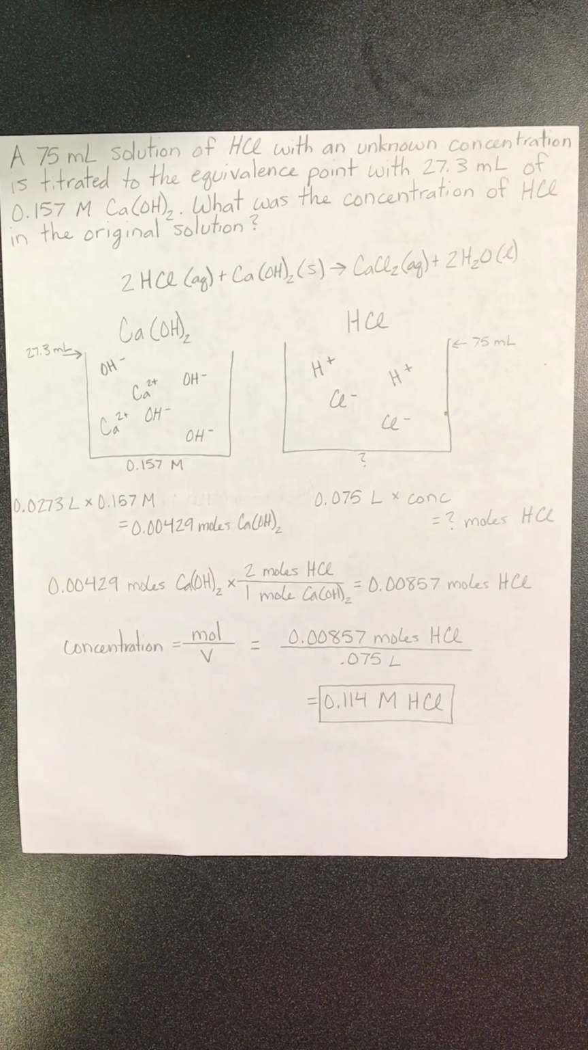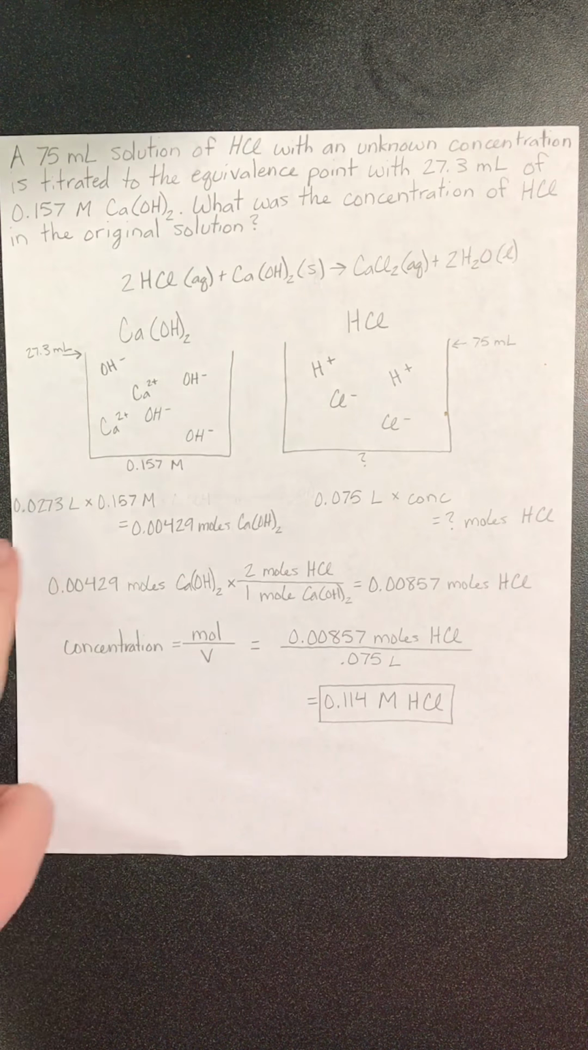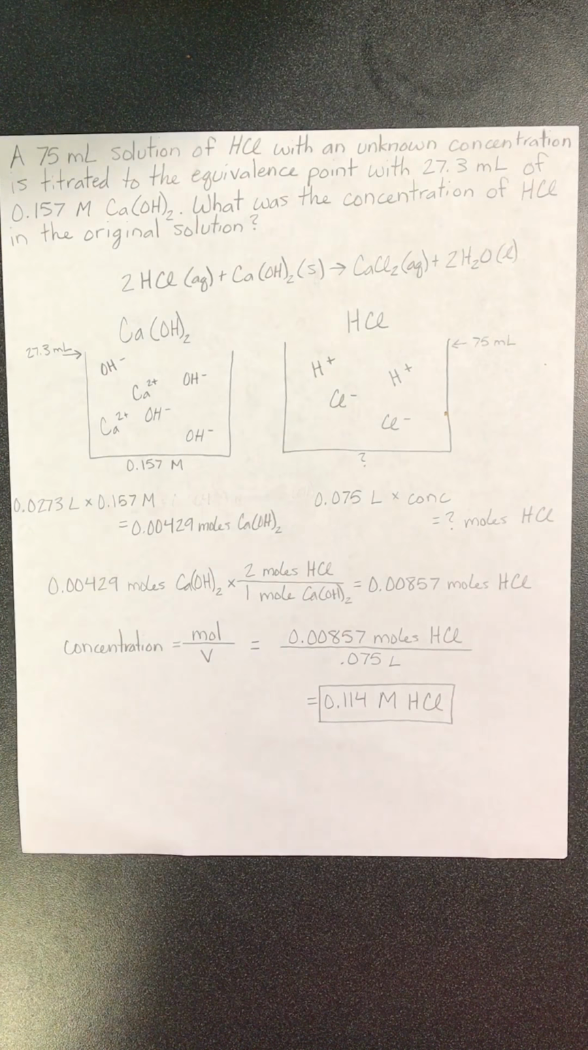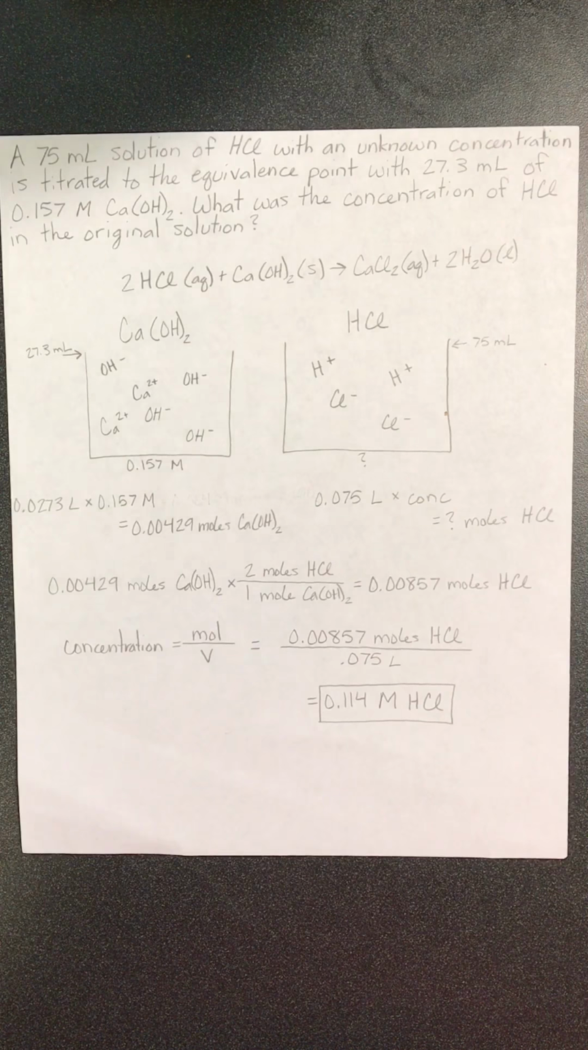For the calcium hydroxide solution, we know the volume and the concentration, so we can use the equation volume times concentration equals moles to find the moles of calcium hydroxide, which is 0.00429 moles. We're trying to find the concentration of the original HCl solution. To solve the equation, we need to find the moles of HCl. We're going to do that by using the moles of calcium hydroxide that reacted with it.